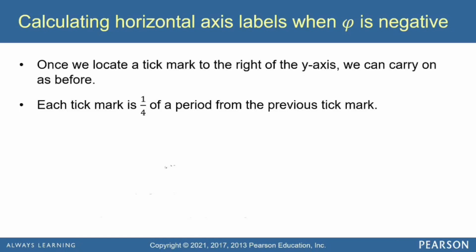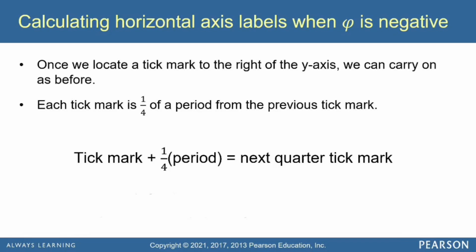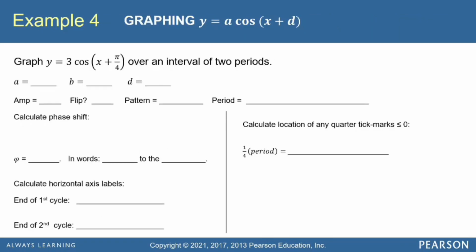So how do we calculate tick marks? Whenever we lay out our 4 tick marks for one pattern, each tick mark represents a quarter of the period from the previous tick mark. So to calculate the location of the next tick mark, we take the location of the first tick mark and we add a quarter of the period, and that gives us the location of the next quarter tick mark. So we definitely need an example for this.